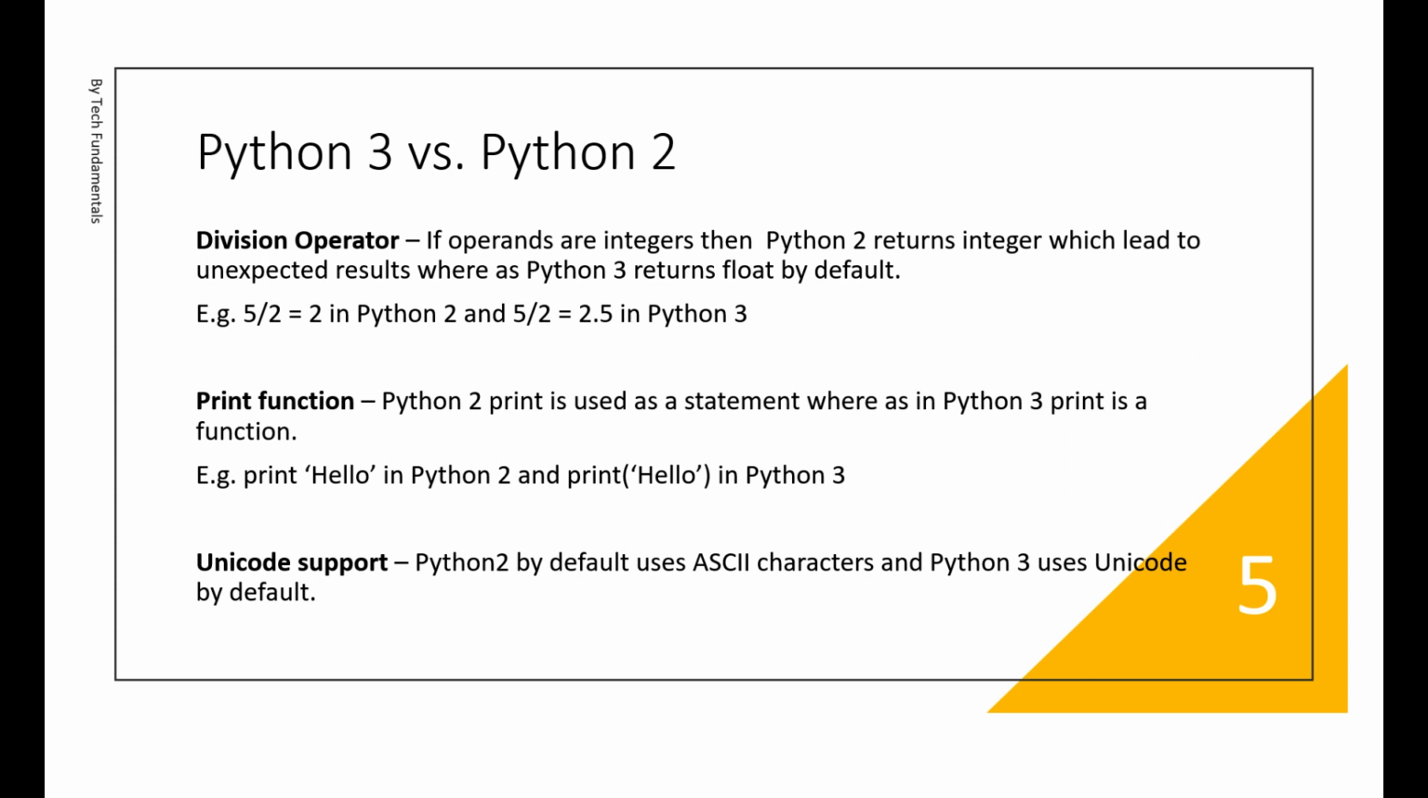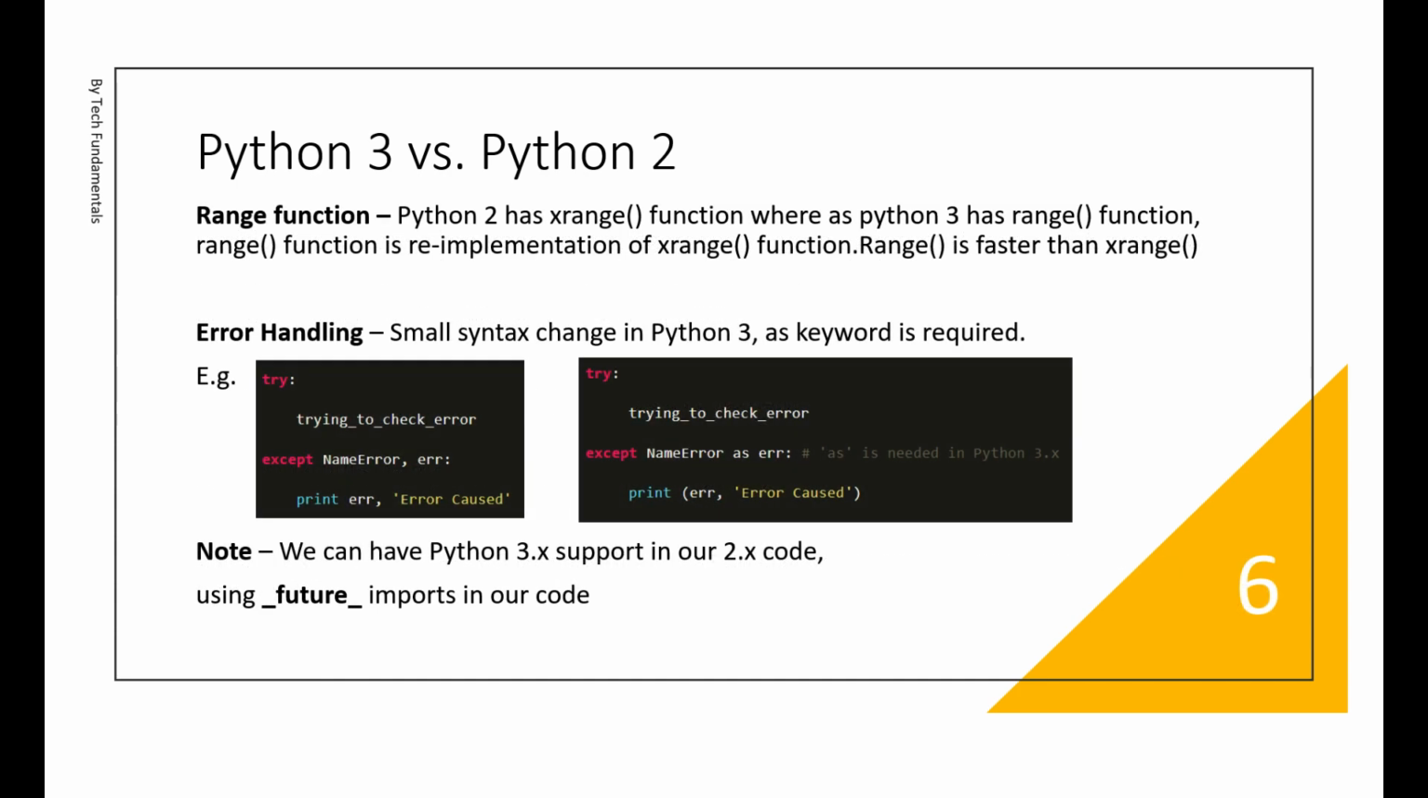The next one is Unicode support. Python 2 uses ASCII characters by default, whereas Python 3 uses Unicode characters. So what is the difference between ASCII and Unicode? Both are character encoding schemes. What they do is assign a unique value to each character. But Unicode supports a wider range of characters and languages than ASCII.